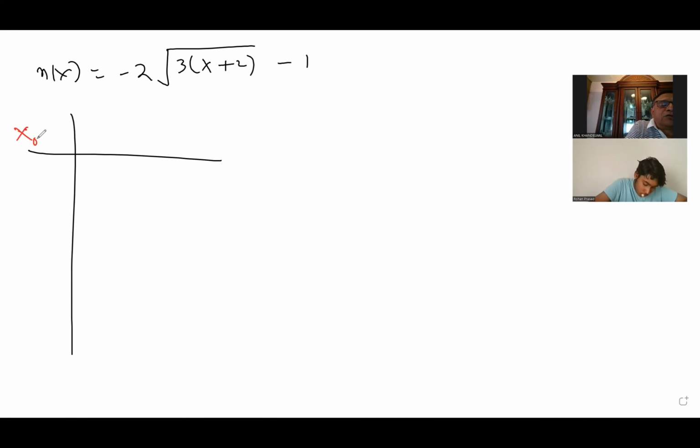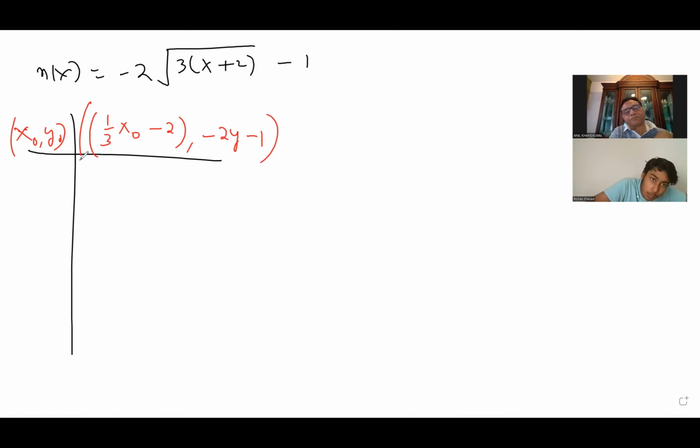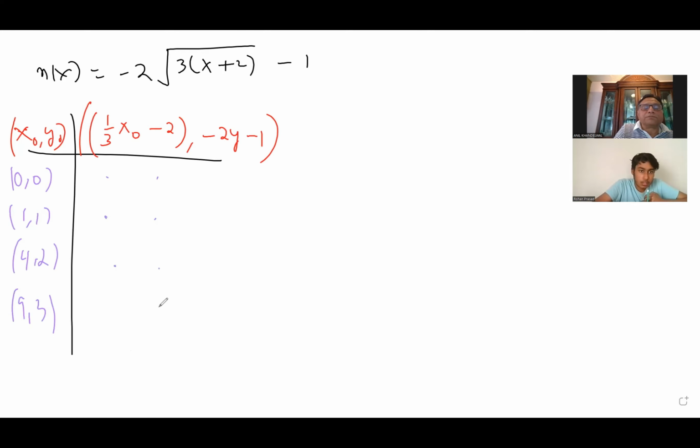If I have x0, y0 values for the parent function, then we are expecting the x values to be multiplied by 1/3, and then we take away 2. As far as the y values are concerned, they will get multiplied by negative 2, and then minus 1, correct? Okay, sir. So your points are 0, 0; 1, 1; 4, 2; 9, 3. Write down, calculate, write down the new transformed points, x and y values.